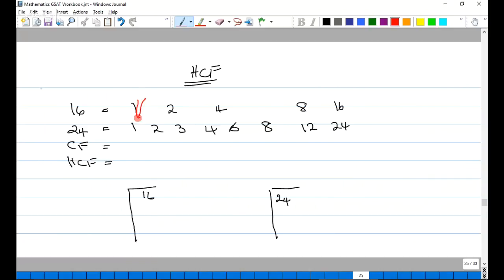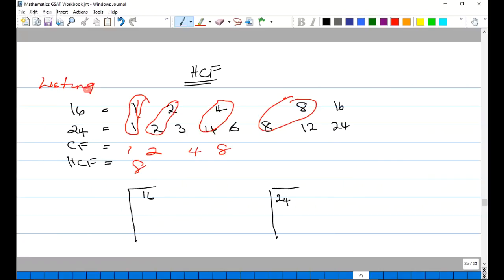The 1, 1 is common. The 2, 2 is common. 4 is common. And what else? The 8. So what's common? 1, 2, 4, and 8. The highest common factor would be what? 8. No, what's this method again? This is what? Listing method. Now we're going to go to prime factorization.